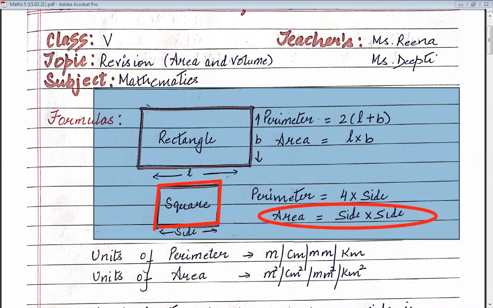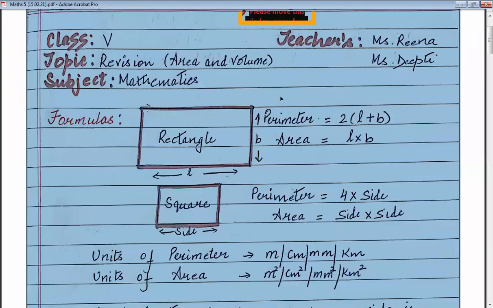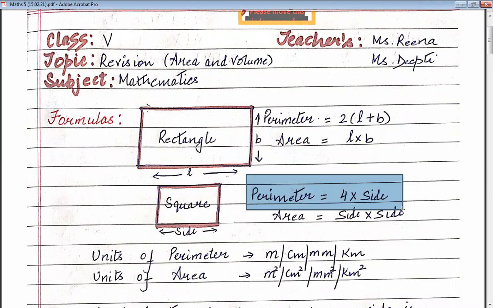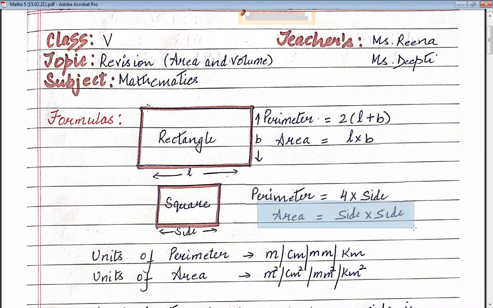Okay, let me repeat all these formulas one more time. We have discussed the perimeter of a rectangle, that is twice (length plus breadth). Then the area of a rectangle is length into breadth. Then we have the perimeter of a square, that is 4 into side. And to find the area of a square, our formula is side into side.